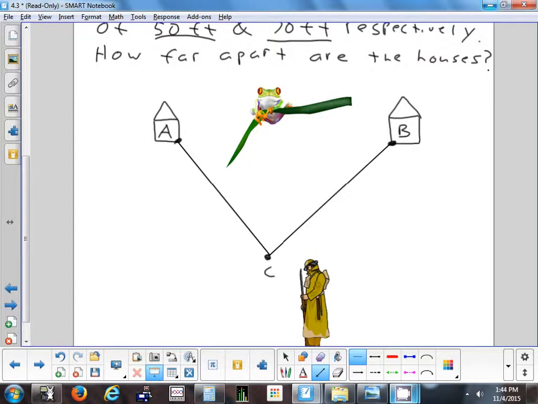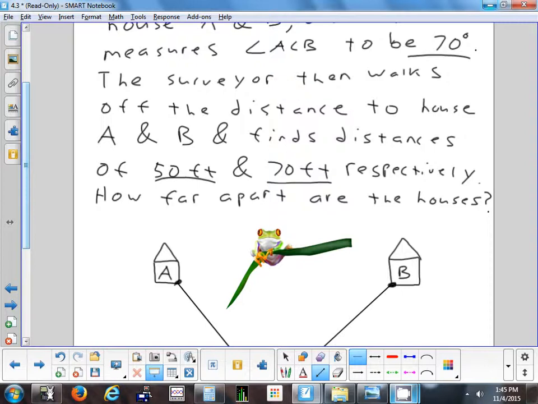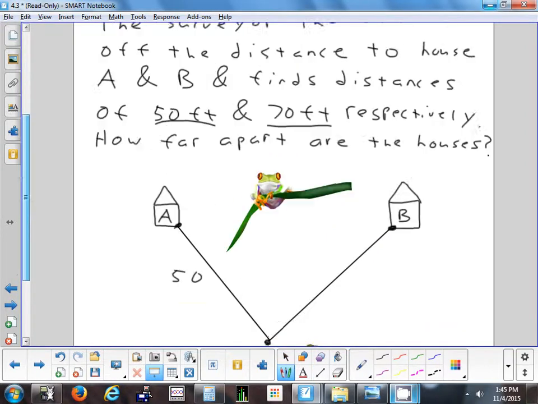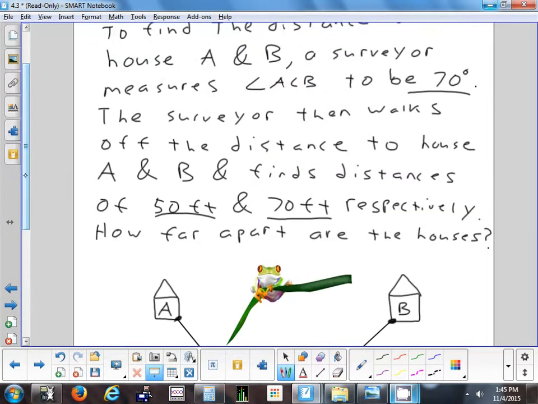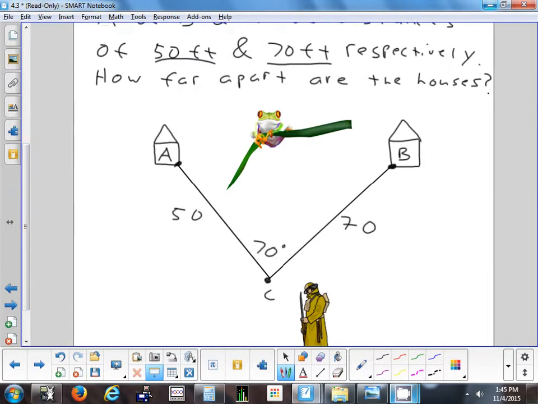First thing we know is the distance from him to each house. The distance to house A is 50 feet, and the distance to house B, 70 feet. He was also able to measure the angle between the two houses. That's 70 degrees. Just a coincidence that we have 70 feet and 70 degrees. And what we want to know is x, the distance between those two houses. So for this problem, you know a side, you know an angle, and you know a side. Is that law of sines or cosines?